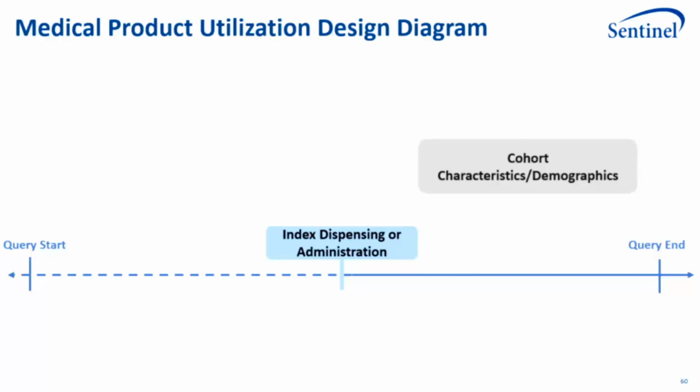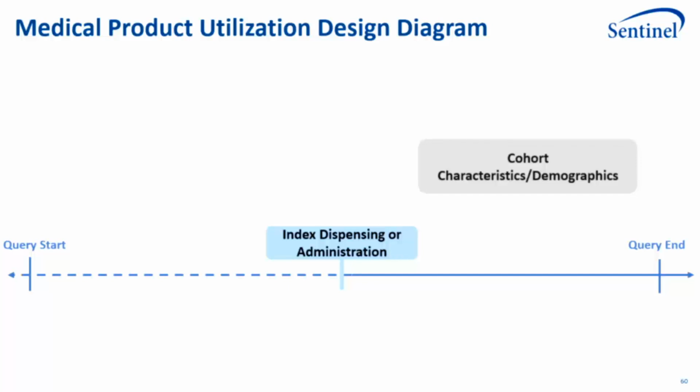What I mean by administration is when you have to actually go to a physician's office and receive an injection or an infusion. We consider that an administration of a medication, versus if you go to the pharmacy and pick up a dispensing. So there's sort of two categories of medical products of interest. We look for particular dispensings or administrations amongst a particular cohort of interest. So that involves our cohort characteristics and our demographics.